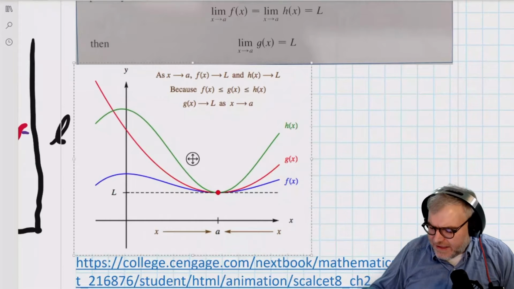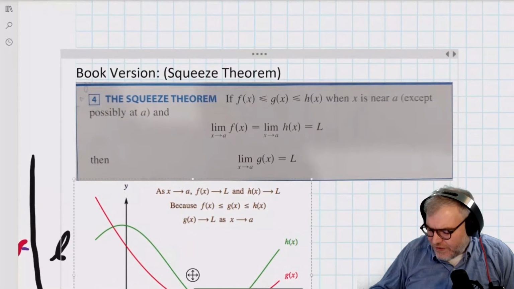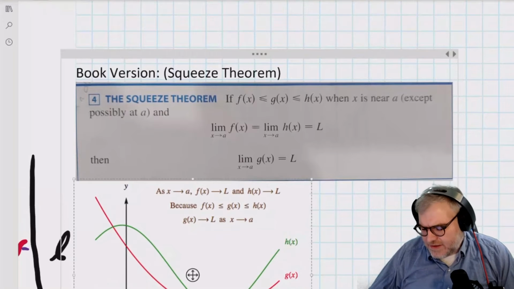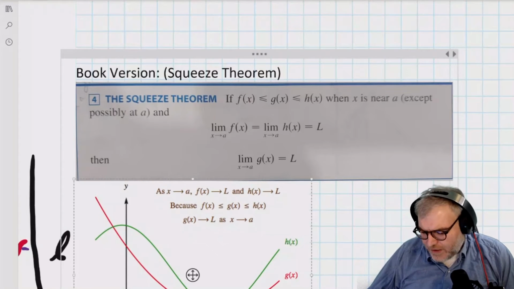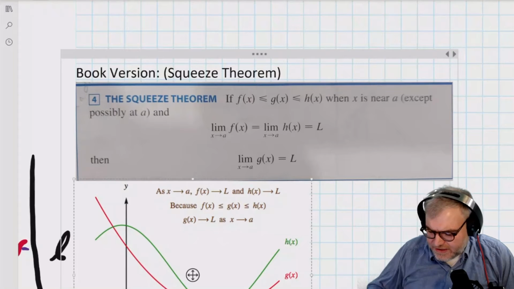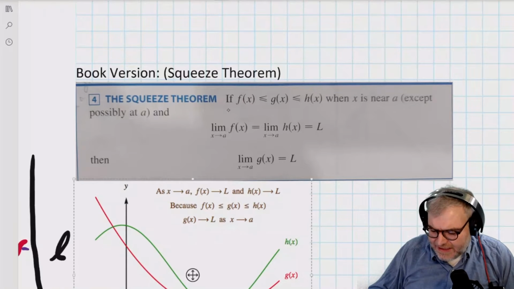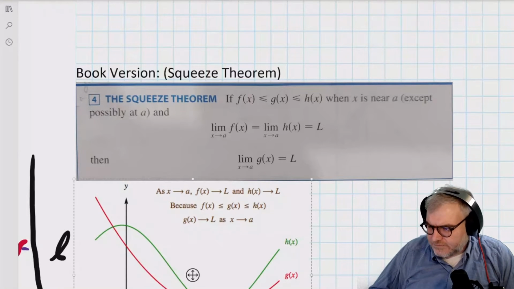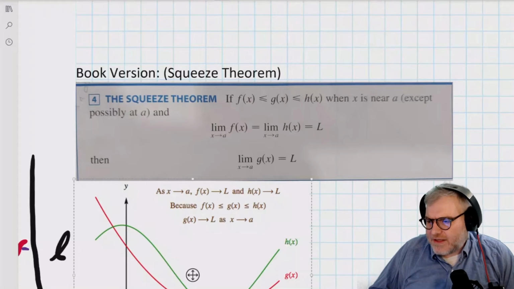If you click on the link, that'll take you to the thing. Here's a photograph of what the book says. It calls it the squeeze theorem. That's boring, but you can actually see it's the same. It's got two conditions and the conclusion, and it's got that if-then structure. Okay? So you could have used either one. That's fine.